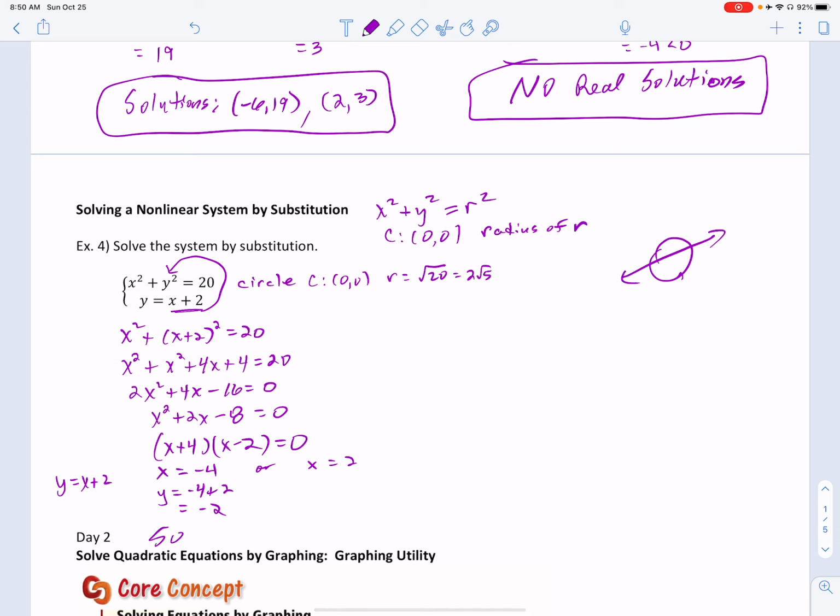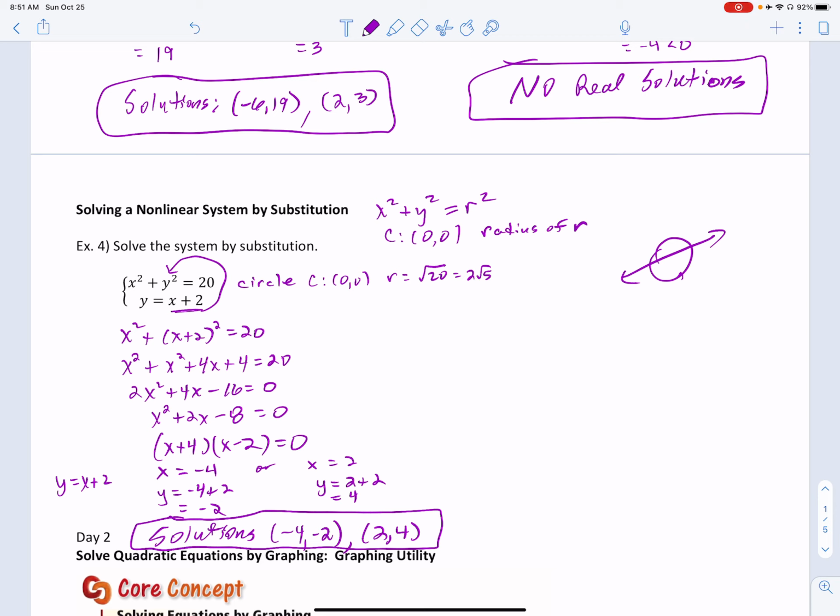So that means my solution for that ordered pair, when x is -4, y is -2. And for the second one, if I plug in 2, I get 4. And so my second solution is when x is 2, y is 4. And so evidently this line intersects that circle in 2 points, and those are my solutions.